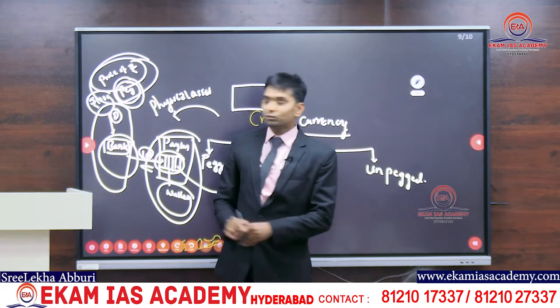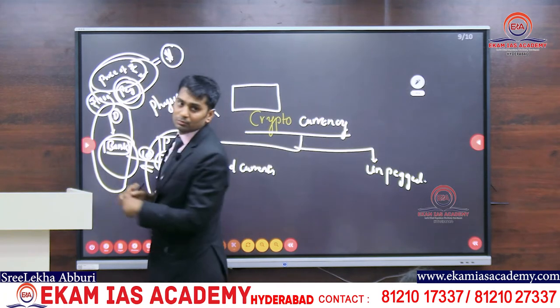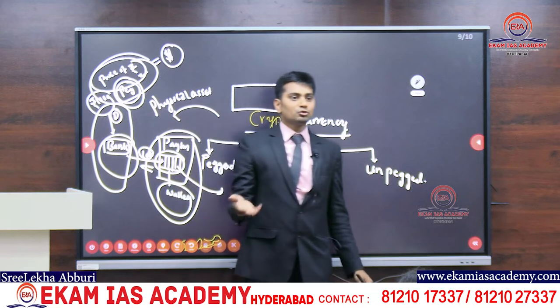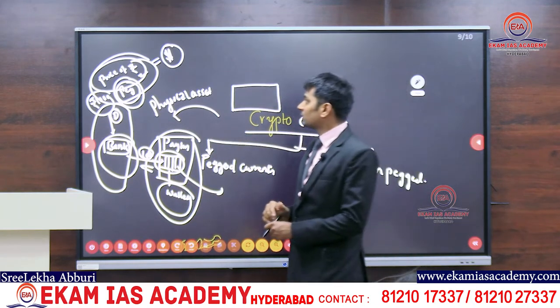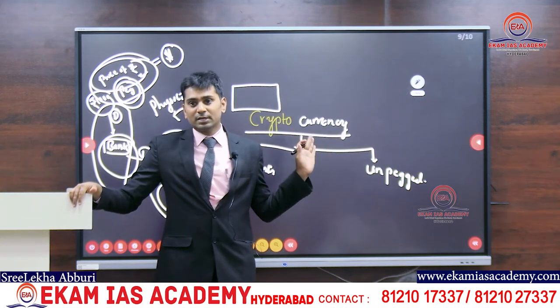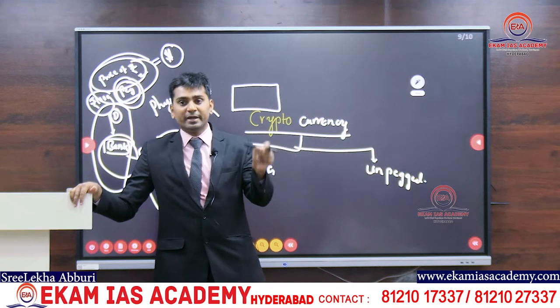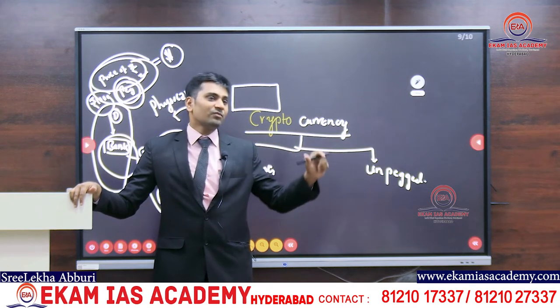Are you understanding? Now this rupee depends upon the dollar value. Right, $1 is equal to 60, $1 is equal to 70, $1 is equal to 80. If Nirmala Sitharaman is there, $1 is equal to 100. Right, this will continue. Are you understanding? So that is being pegged at some physical asset. Which physical asset? In the form of dollar.